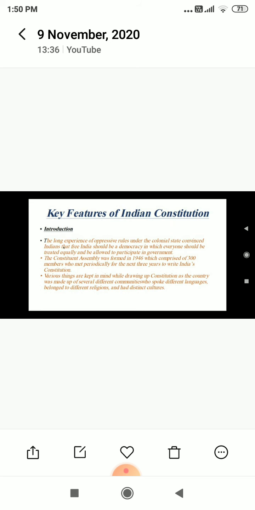Now, what are the key features of the Indian Constitution? Let us discuss the main features or key features of the Indian Constitution.